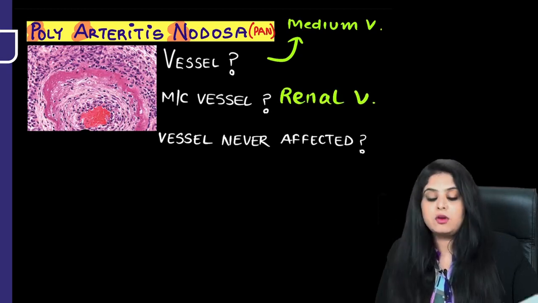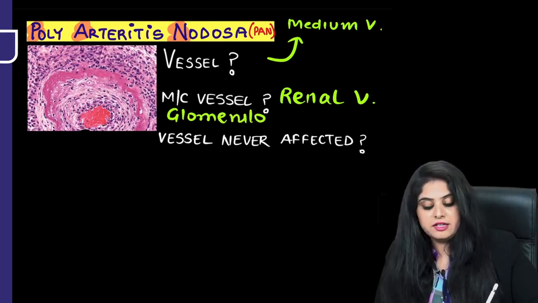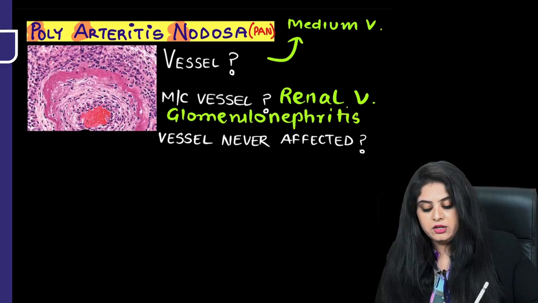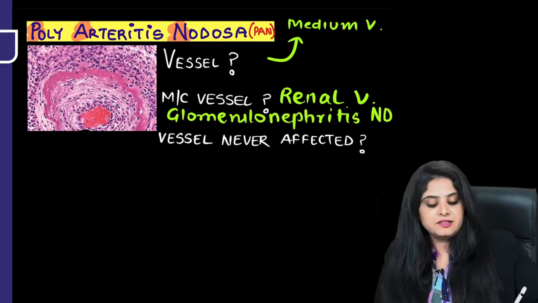Renal vessels are most commonly affected, but glomerulonephritis does not occur. This doesn't result in any nephritic syndrome or anything. This is not going to result in glomerulonephritis. Big no. And which is the vessel that is never affected, guys?